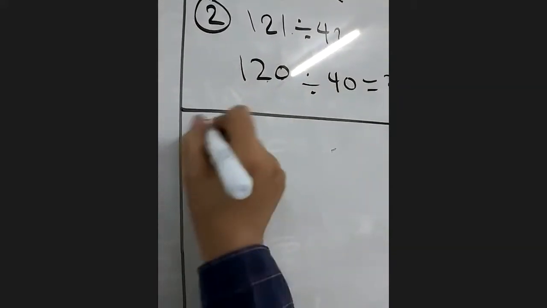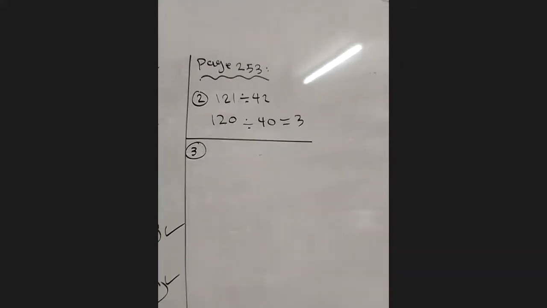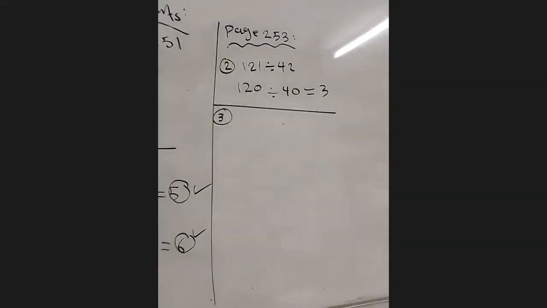Muhammad, are you ready now? Yes. Yalla, Muhammad. Question 3. We have estimate by rounding. Show how you estimate. Yeah, question three. It's actually question two. Oh, question three. Okay.